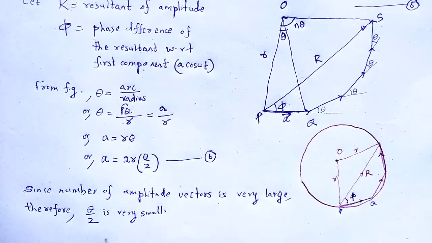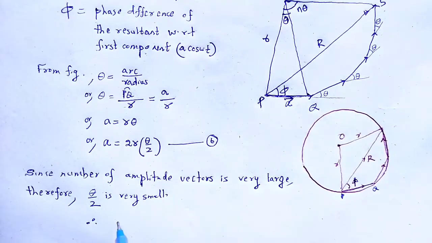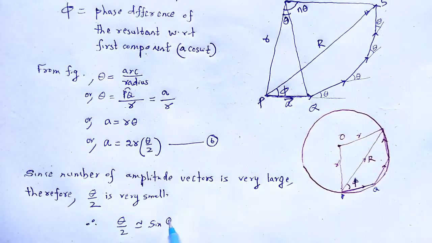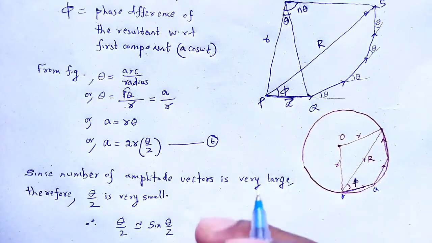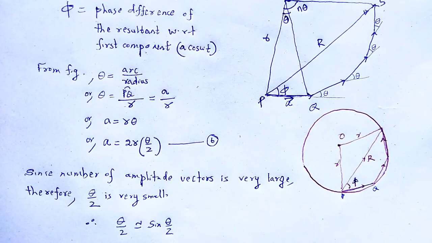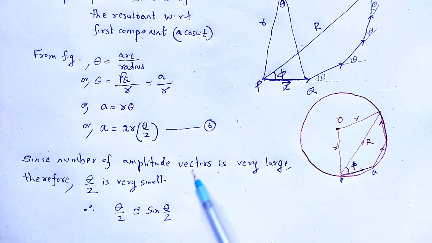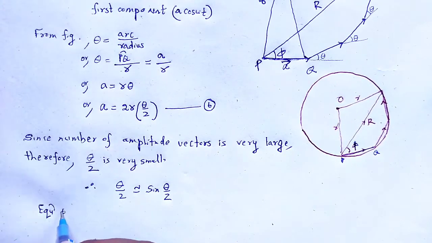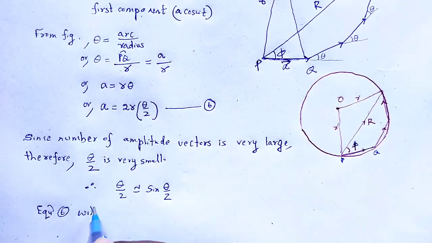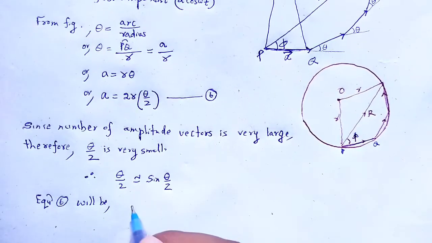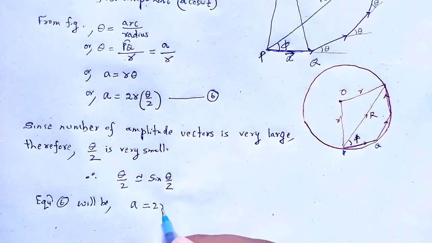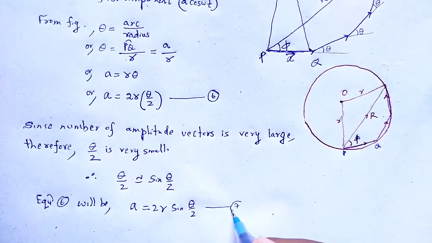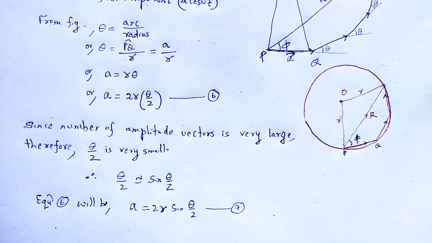Therefore, that angle theta by 2 is nearly equal to sine of that angle. No such change, since that angle is very, very small. Now, we put that value in equation 6. Equation 6 will be A is equal to 2 R sine theta by 2. That is equation number 7.